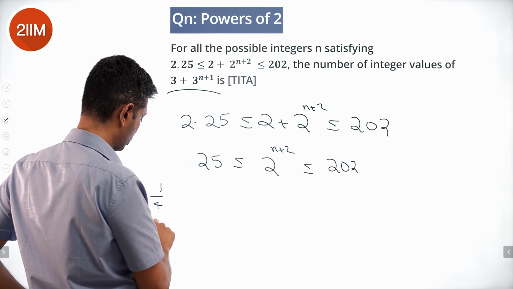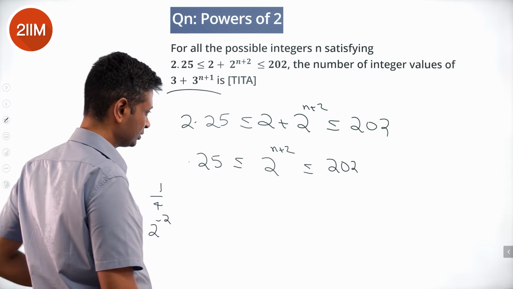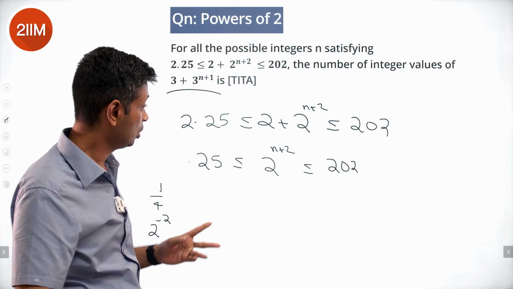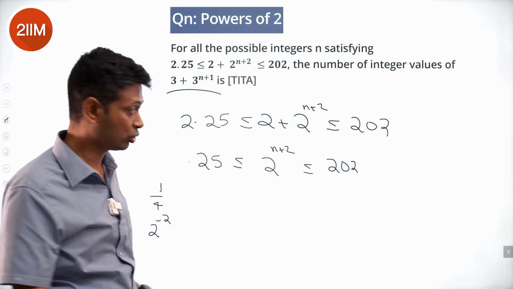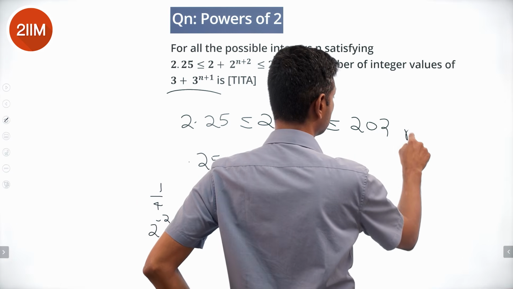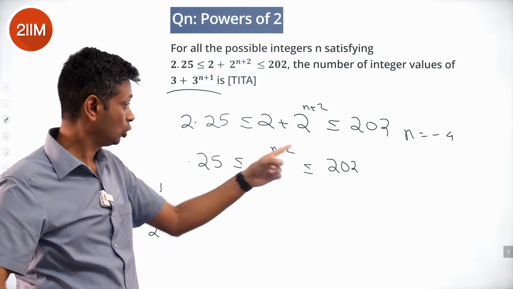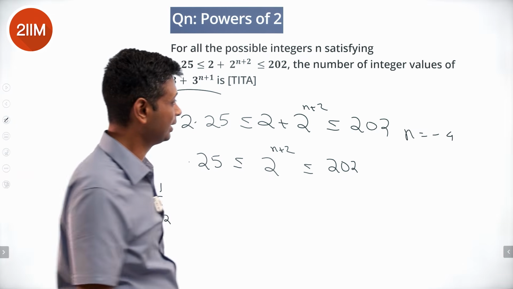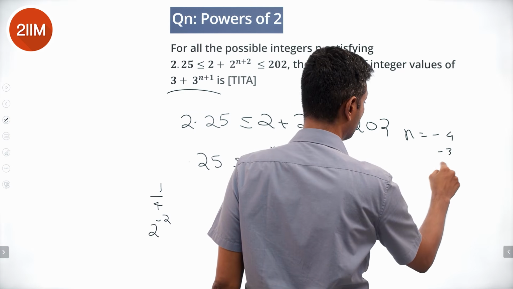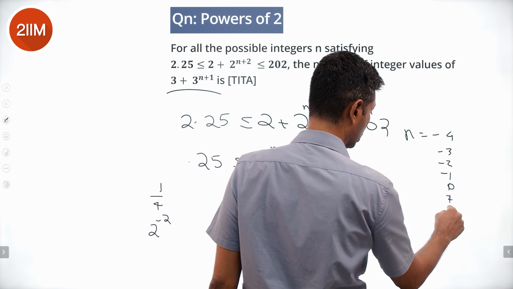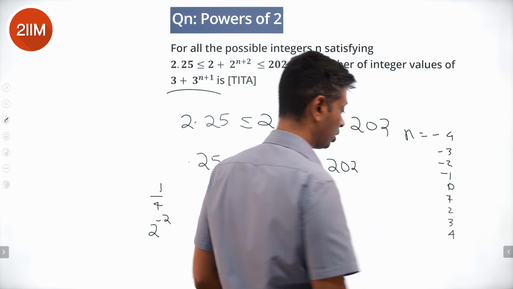0.25 is 1 by 4, which is 2 power minus 2. So n plus 2 could be minus 2, or n could be minus 4. Minus 4 plus 2 is minus 2, and 2 power minus 2 is 0.25. n could be minus 3. It could be minus 2, minus 1, 0, 1, 2, 3, 4, all of this.